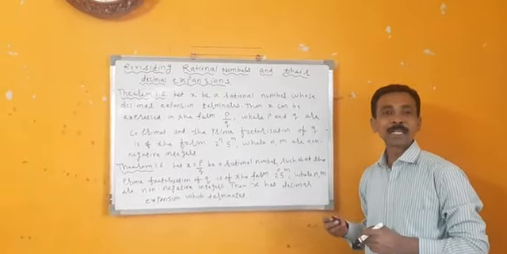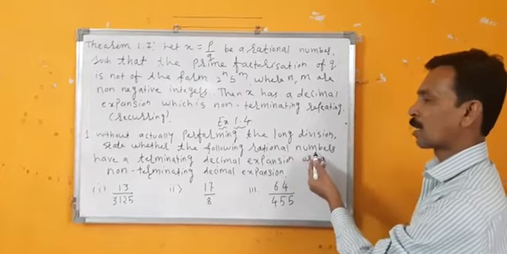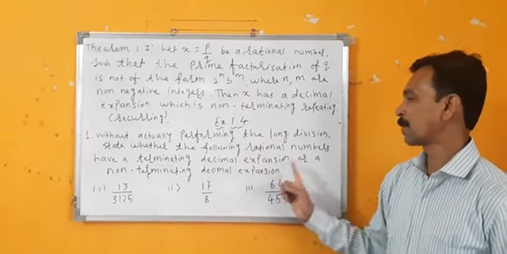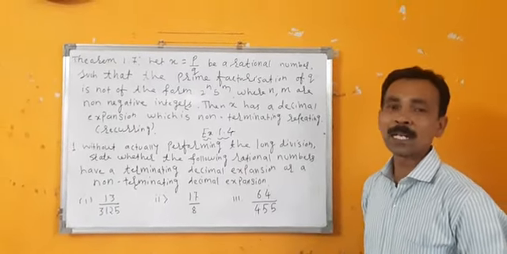Repeating means recurring. Okay, so these three theorems which we have seen are useful here in solving these sums. The first question of this exercise, that is exercise 1.4. Without actually performing the long division, we don't have to perform the long division here, to show whether these are terminating or non-terminating decimal expansions. State whether the following rational numbers have a terminating decimal expansion or a non-terminating decimal expansion.